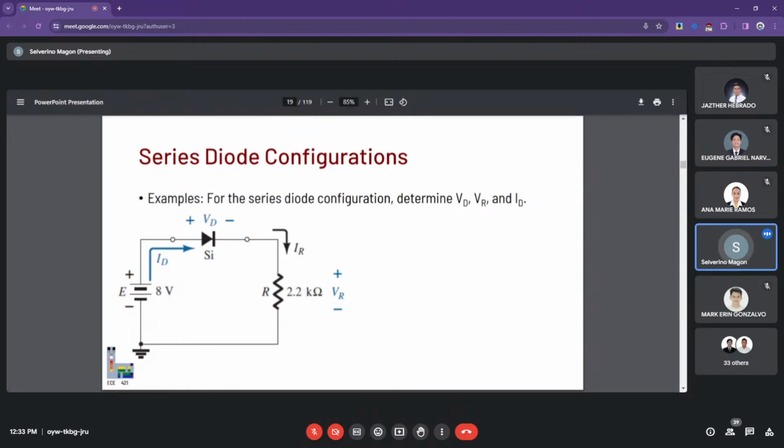And then the current across that, ID right there, is actually 7.3 volts, because you have again 8 volts minus 0.7, you have 7.3 volts divided by 2.2k, which becomes around 3 milliamps. So that's the value of your ID right there. So you have to treat the diodes first before going into the ohmic calculations.